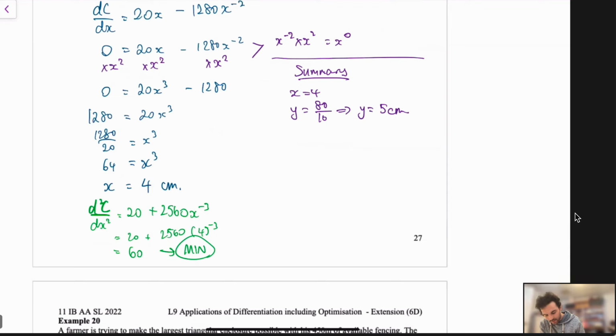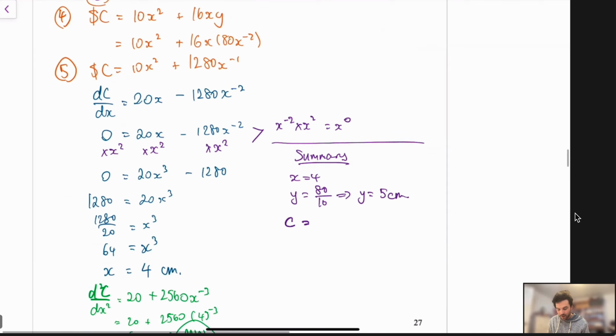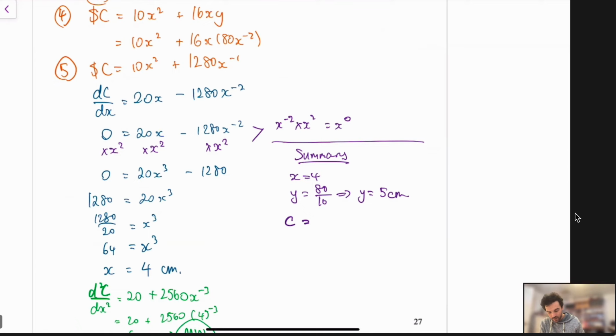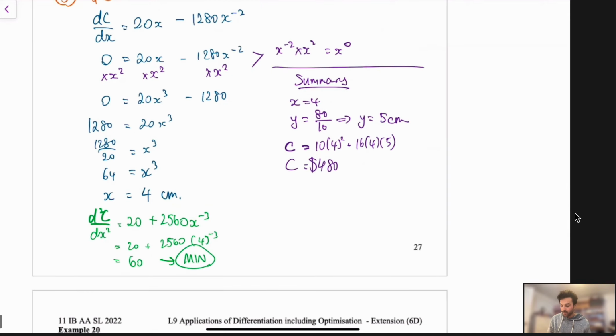And then the volume, sorry, not the volume, the cost. Let's find out that cost. So we want to sub that into our original formula. So we can use equation 5, for instance, or even equation 4. Let's use equation 4. So let's find out that cost. $480. So that's our minimum cost there. And there we go, we've answered that question there.